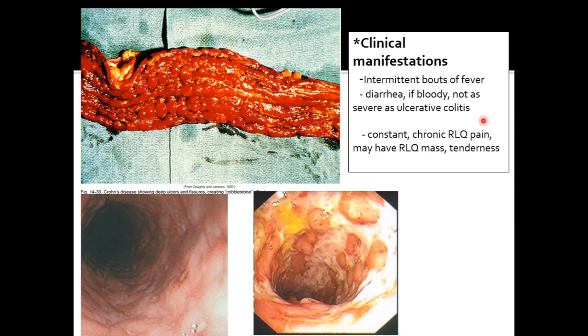So clinical manifestations for Crohn's disease is up here in the box: intermittent bouts of fever, diarrhea for sure. Not always bloody though, but if we do have bloody diarrhea with Crohn's disease, it's not near as bloody as we would see with ulcerative colitis. Another feature for Crohn's disease is that there's a constant pain, and most of the time it's in the right lower quadrant region. And right lower quadrant, upon palpation, might feel a mass and definitely tenderness.